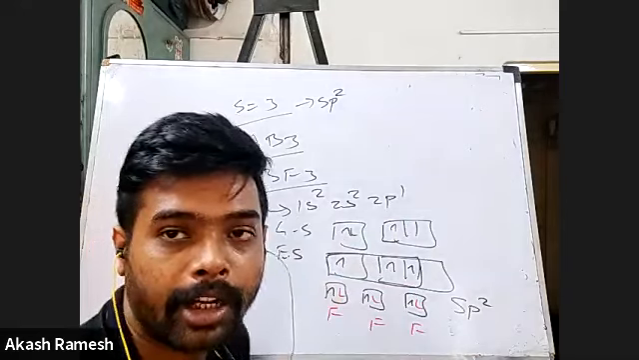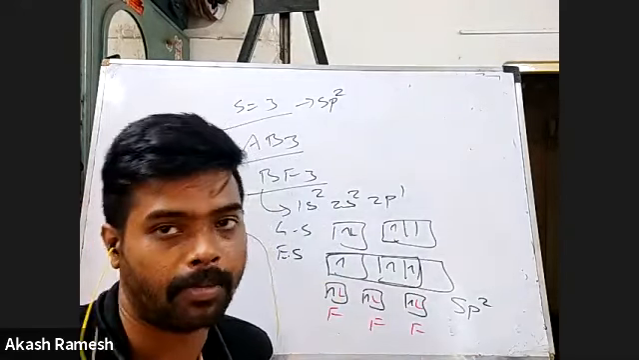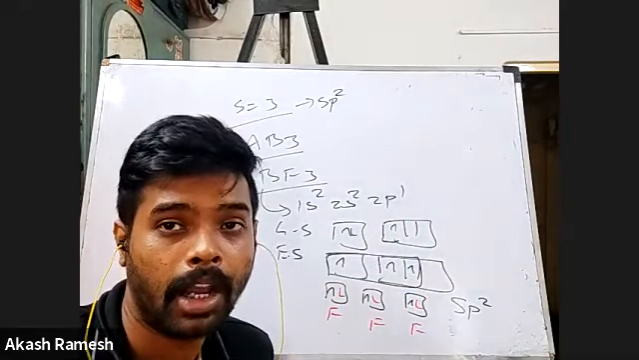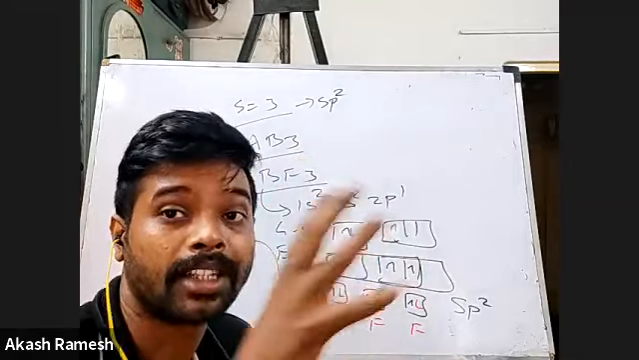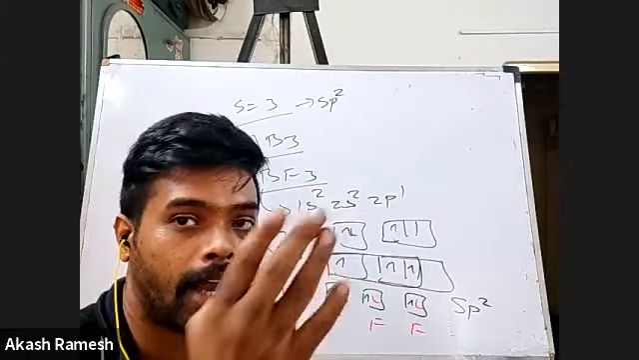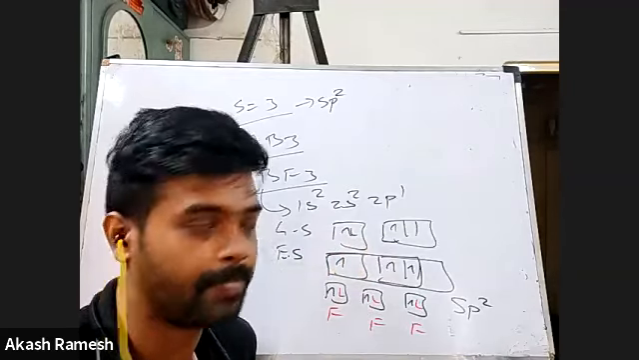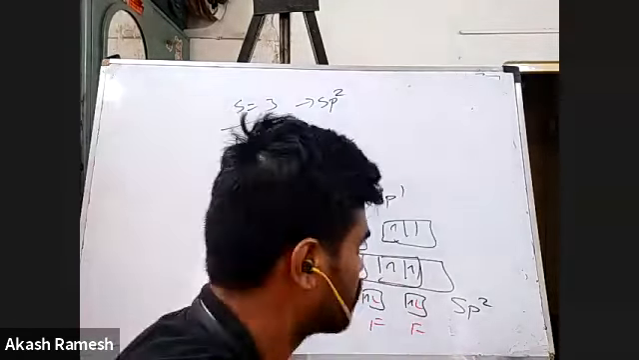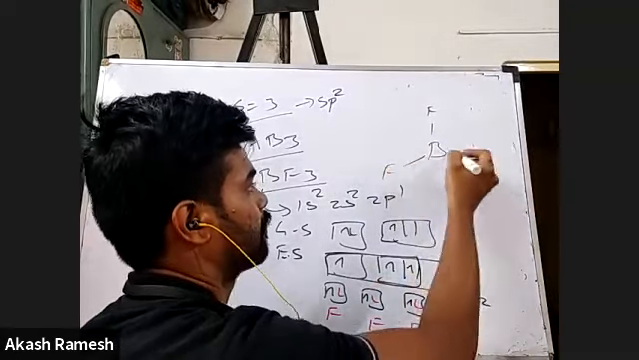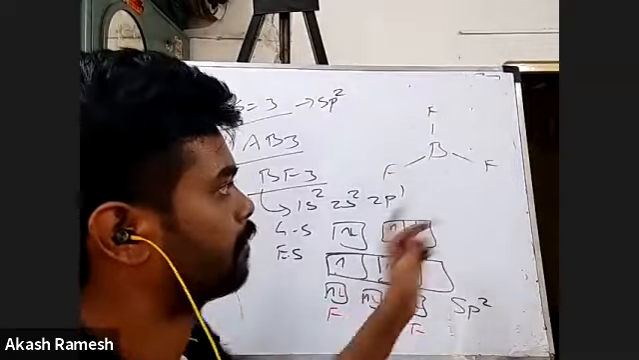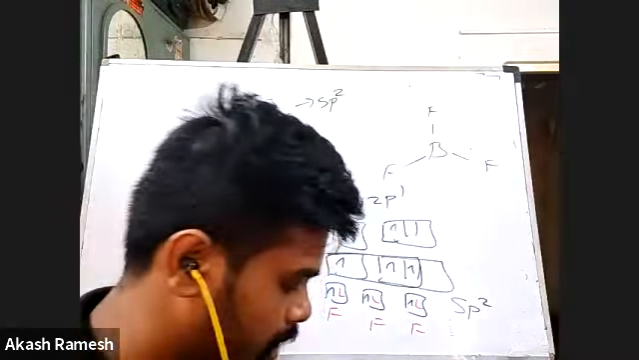So again, the only kind of repulsion which I have to make sure is minimum is the bond pair repulsion, isn't it? I have to make sure that these 3 bond pairs are at maximum distance away from each other, right? And the best way to put this is like this: BF3, B, F, F, F. So you can see this particular shape.